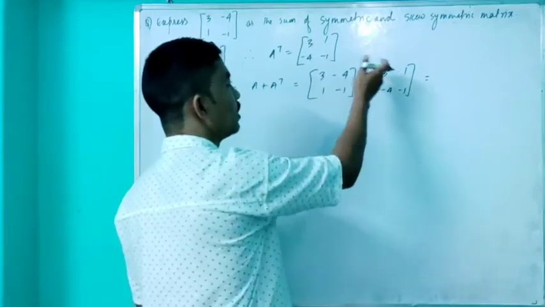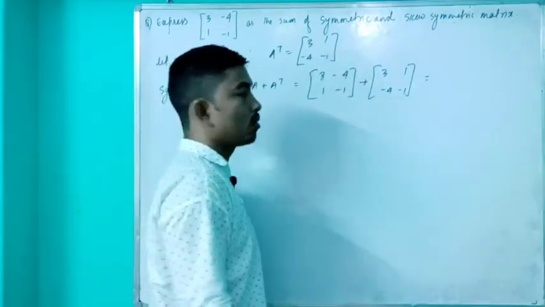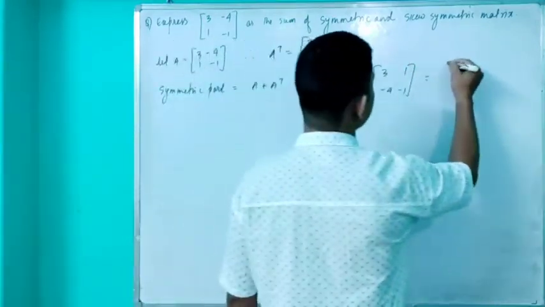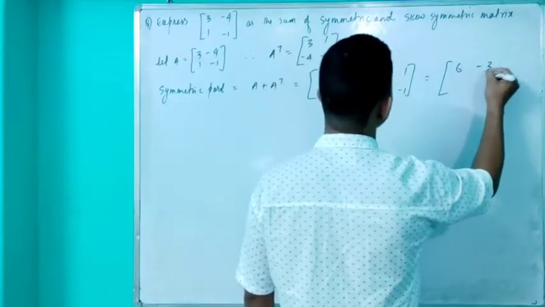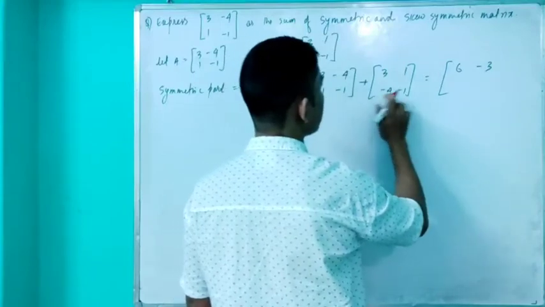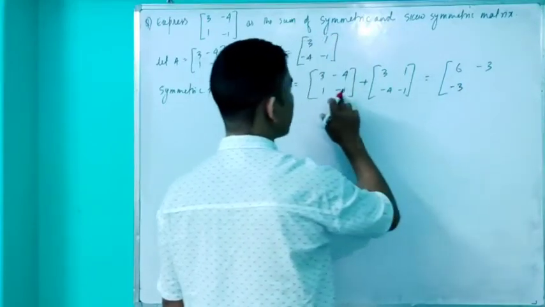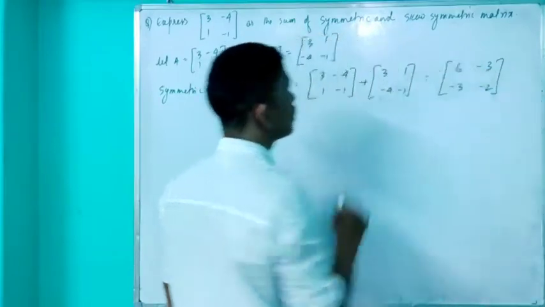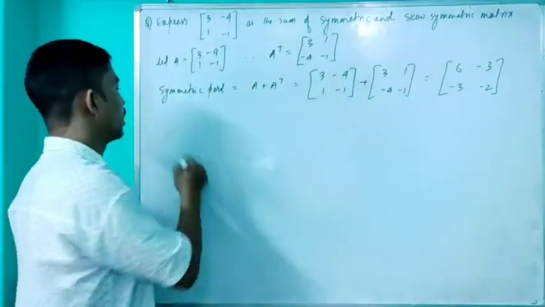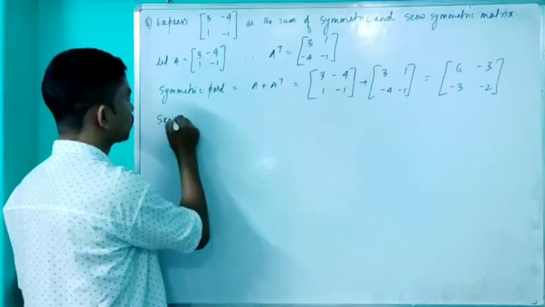So you already know the addition of matrices. What I will do is add the corresponding elements of the two matrices. So 3 plus 3 gives me 6, minus 4 plus 1 gives me minus 3, 1 minus 4 gives me minus 3, and finally minus 1 minus 1 gives me minus 2. Okay, so this is the symmetric part, and now I find the skew symmetric part.